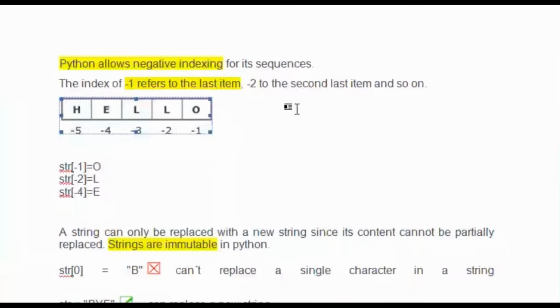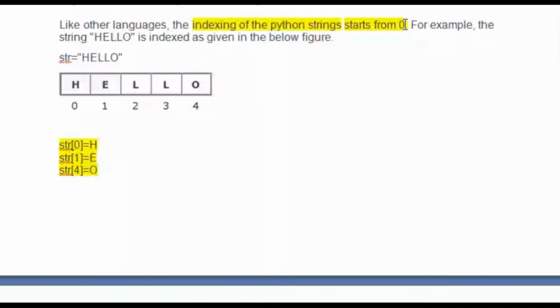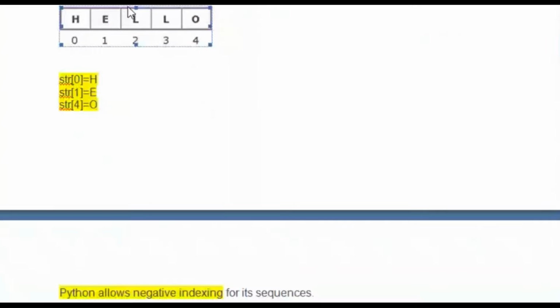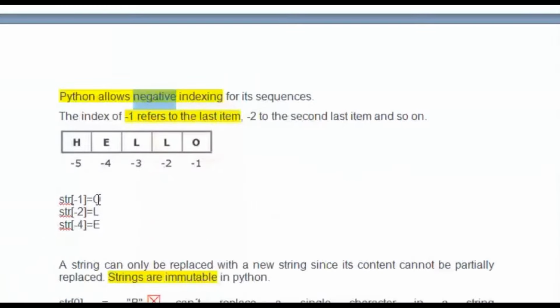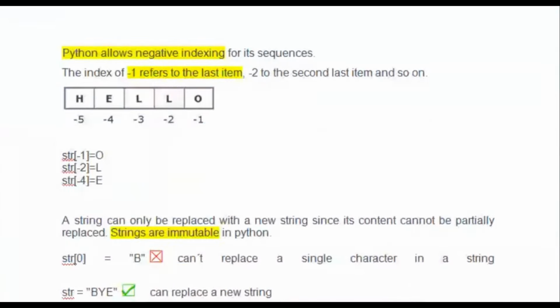So this is negative indexing. You can retrieve the string by mentioning either indexing number. This is also an indexing, but it is mentioned as negative indexing, right? For example, if I give str of -1 here, it will retrieve the value O, right? If it is -2, it gives L. If it is -4, it gives E. So we'll go directly into the program.